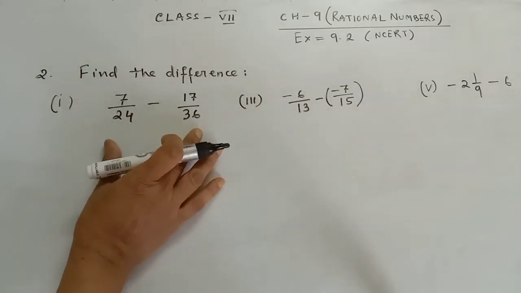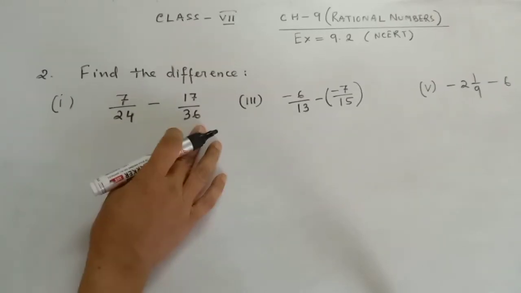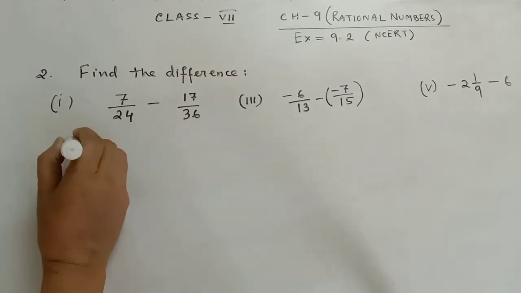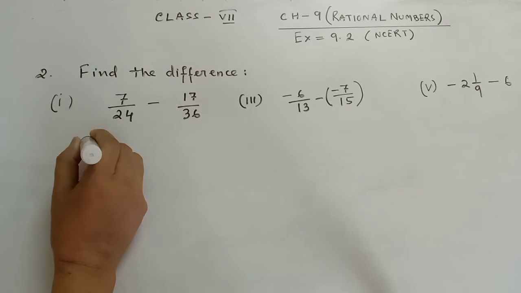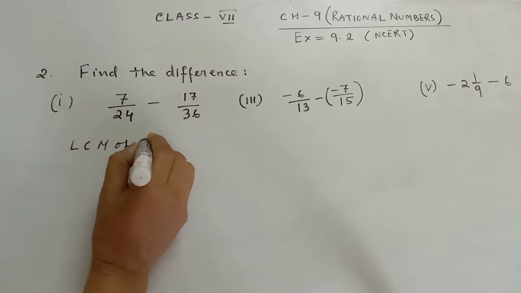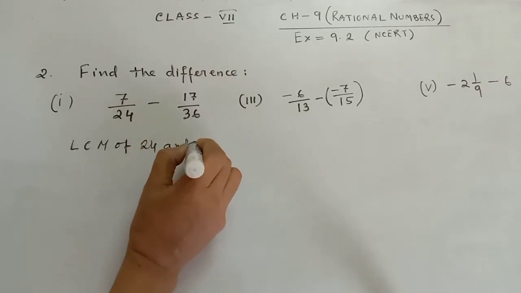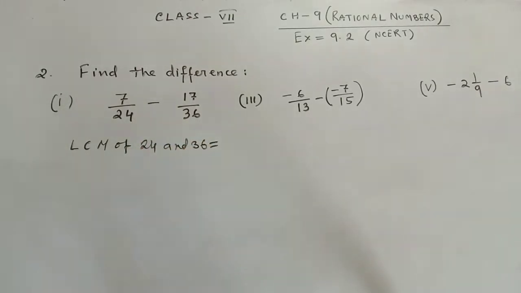First of all, you have to find the LCM of these two denominators. They are not the same, so we have to find the LCM to make the denominators the same. LCM of 24 and 36 is equal to 72. You can do this LCM in the rough work.